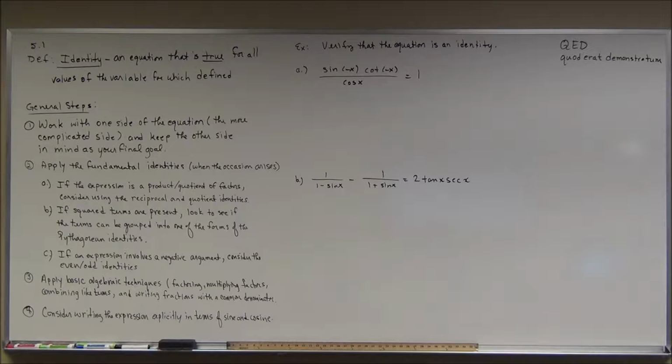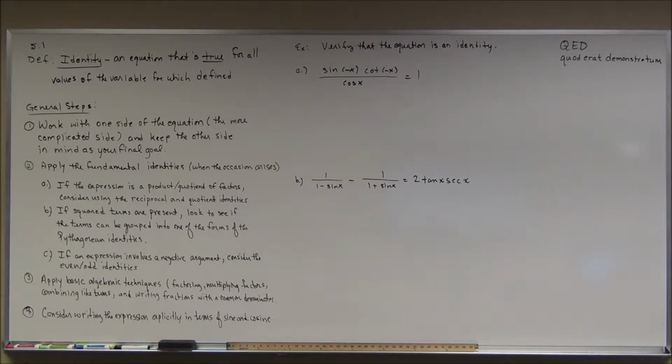Also, this is where we're going to use the different fundamental identities, when the occasion arises. For example, if the expression is a product or quotient of factors, consider using the reciprocal and quotient identities. If it has square terms, look to see if the terms can be grouped to match up with one of the Pythagorean identities. Where the expression involves a negative argument, like a negative variable or a negative angle, consider the even and odd identities to see if you can simplify that.